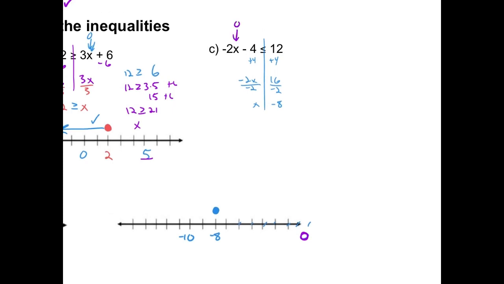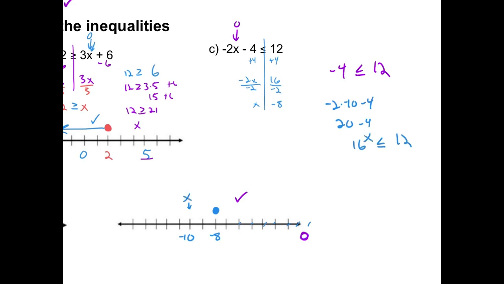So I'm going to plug in a 0 here. So I've got negative 2 times 0. Well, that's just 0. So I've got a minus 4 is less than or equal to positive 12. So is minus 4 less than or equal to positive 12? Yes, it does seem to work out there. And then if I go to the negative 10 side, then I've got a negative 2 times a negative 10 minus 4. That would be a positive 20. Minus 4 is equal to 16. 16 is less than or equal to 12. That is not true. So this side does not work.